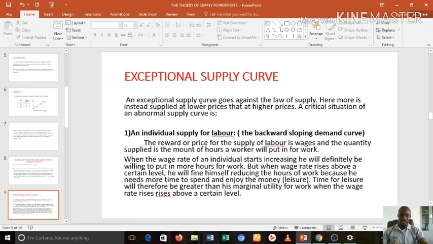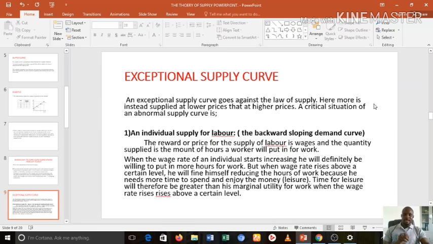All right, let's read our notes. An exceptional supply curve goes against the law of supply. Here, more is instead supplied at a lower price than at a higher price. A critical situation of an abnormal supply curve is an individual supply for labor.